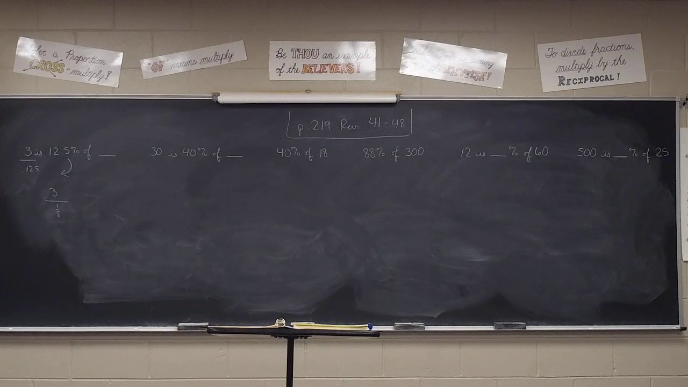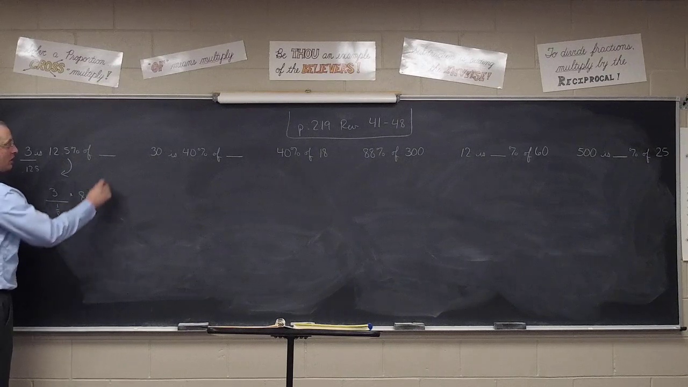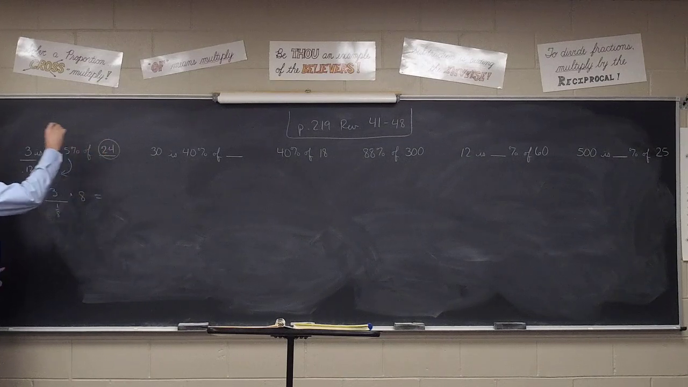Well, then you should be thinking, this is now a complex fraction. This fraction bar means divide, but I don't divide with fractions, I multiply. So I could have changed this to 3 times 8 over 1, or just 8. What's 3 times 8? 24. And we could get the answer really easily that way.